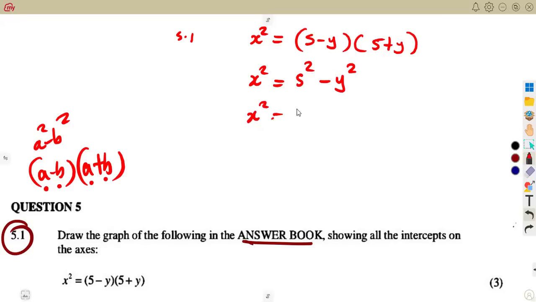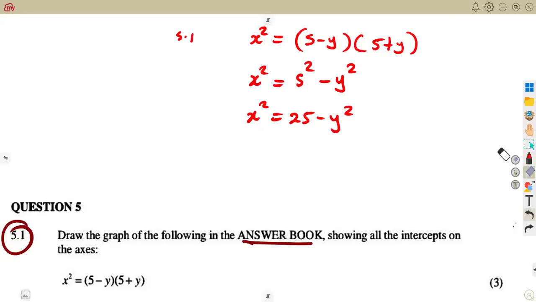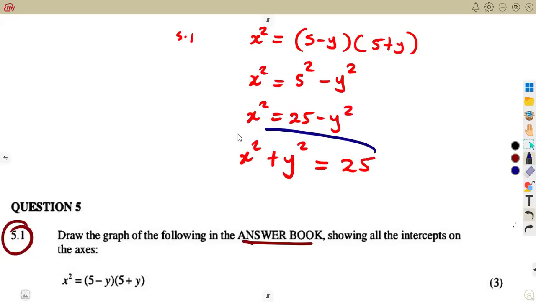So x squared is equal to 5 squared, which is 25, minus y squared. Is there any type of graph like this that we know? No. But we know of a circle. When this is taken to the other side, it will be positive there. It will be like this: x squared plus y squared is equal to 25. This is exactly a circle. I talked about this, guys, the equation of a circle.